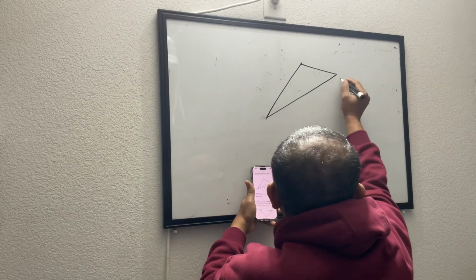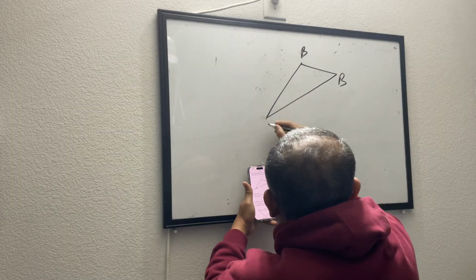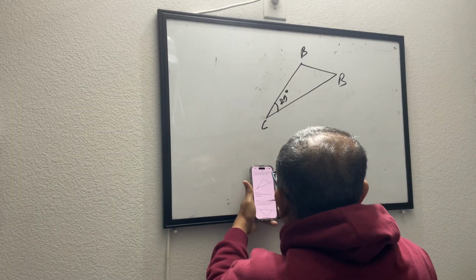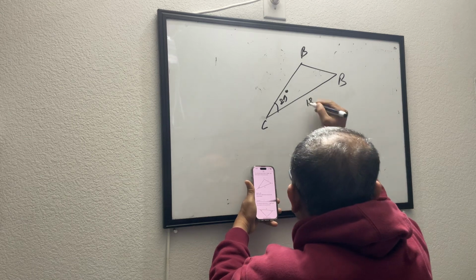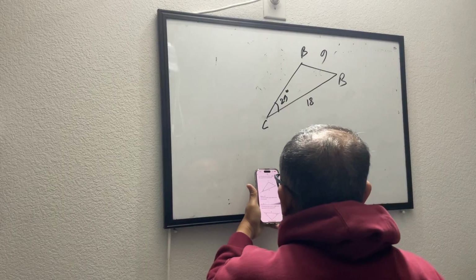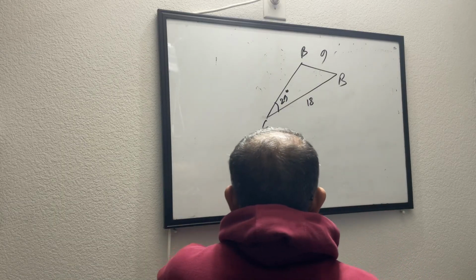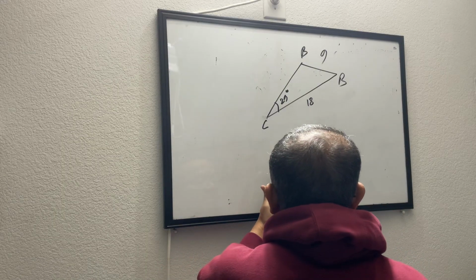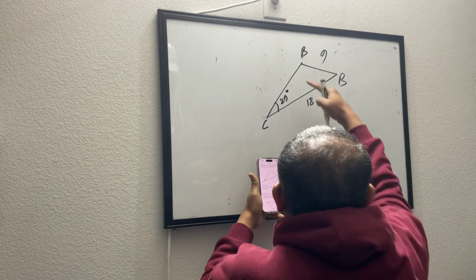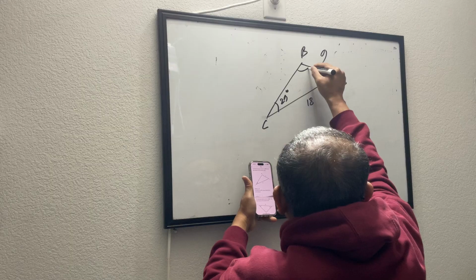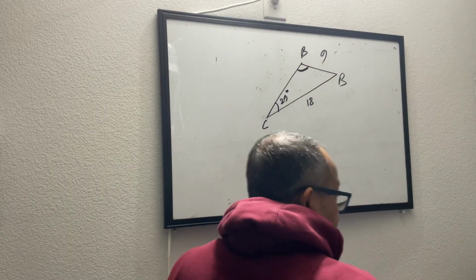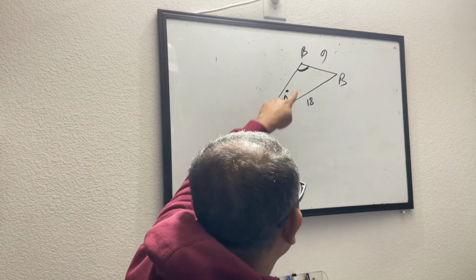Okay, A, B, C. This angle is given to us as 29 degrees. This side is given as 18 and this side is given as 9. It says find angle B, which is given as obtuse. Round to the nearest degree. Find the measurement of this angle B.